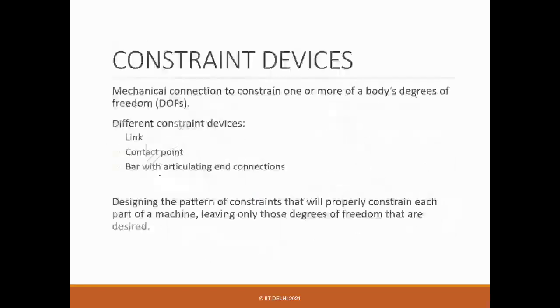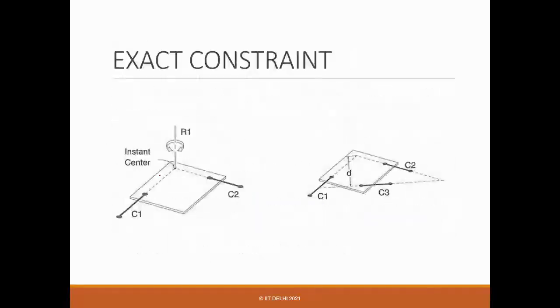I think this is what we discussed earlier. So one by one, you talk about two constraints at a time. When you have C1 and C2, and you extend these constraint lines, there is an intersection here, and there is an axis perpendicular to the plane passing through this point, about which this body can rotate. And why is this possible?